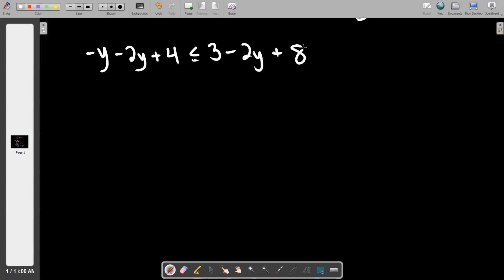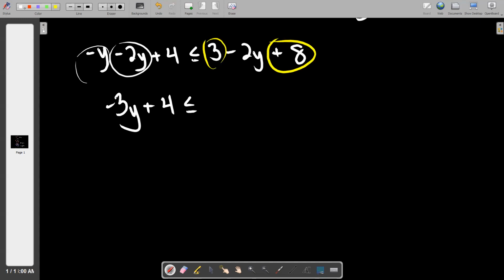So from this point, I'm going to combine my terms on the left. My minus y and my minus 2y conjoined to make minus 3y. And on the right-hand side, 3 plus 8 is, of course, 11. And then I'm going to copy down the minus 2y. A couple people put 5. Interesting. I think the brain plays tricks on us and it sees things that aren't there.